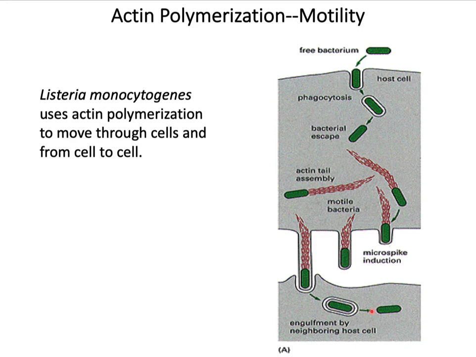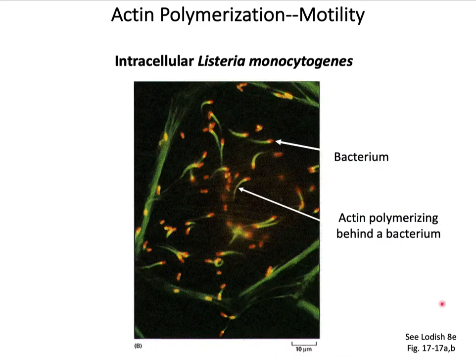In doing so, Listeria can move from cell to cell within the host, practically evading the immune system because it is never exposed to any antibodies. This is what it looks like on a fluorescent micrograph. The small red circle that you can see is the Listeria bacterium, and behind it are these green actin tails. Sometimes these actin tails are also known as actin comets because they resemble comets.